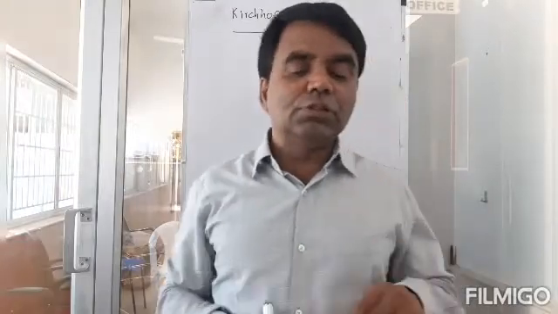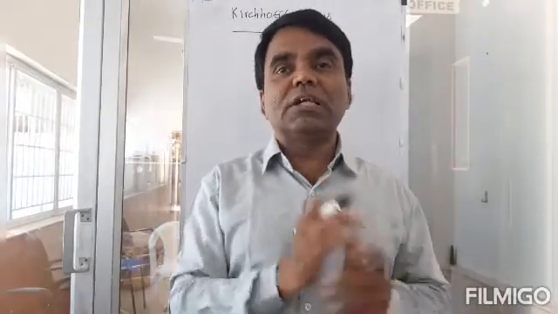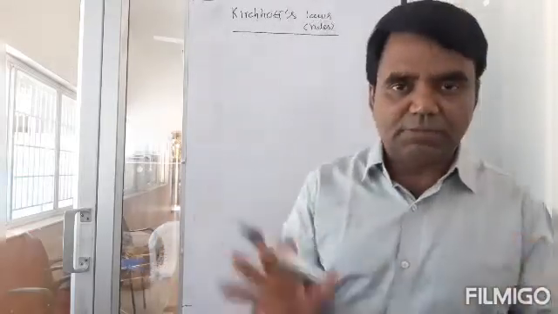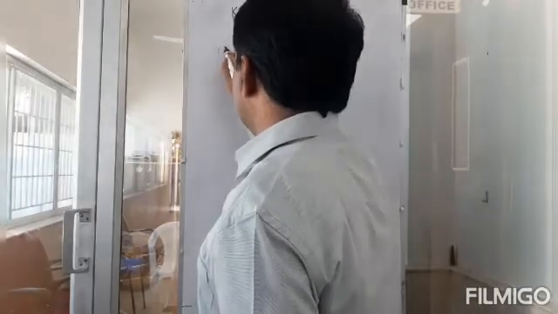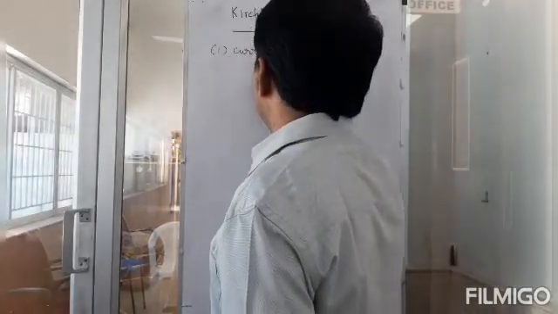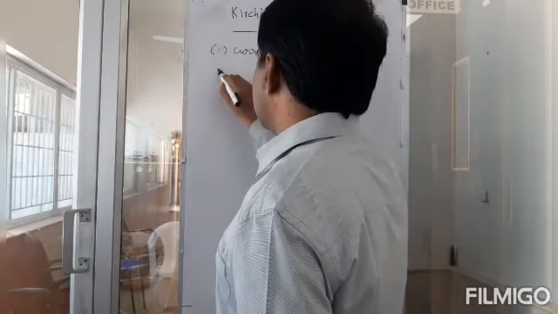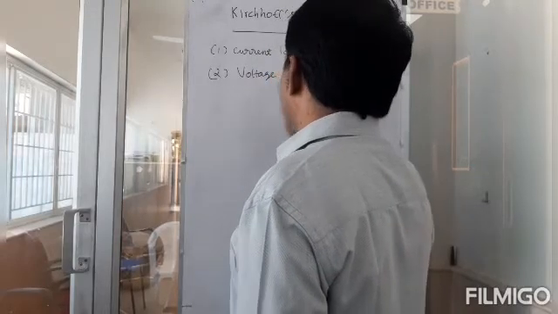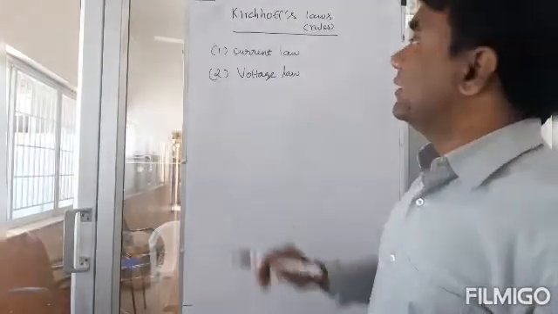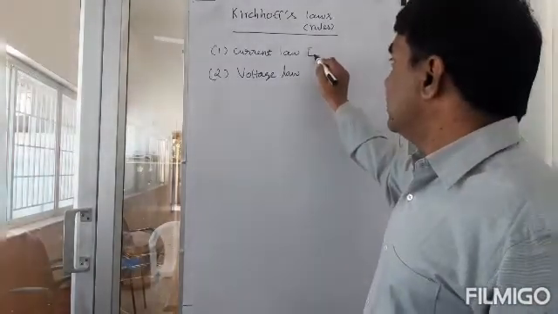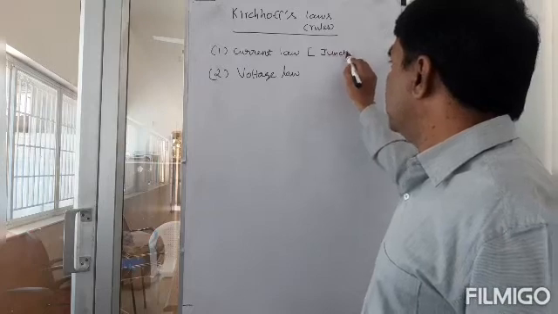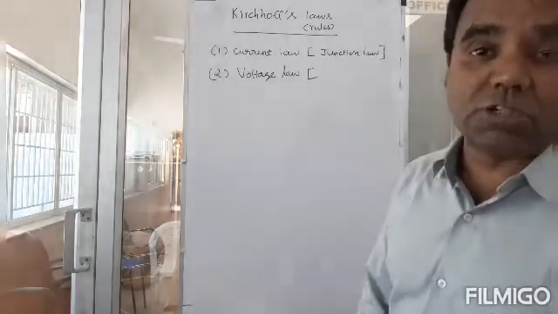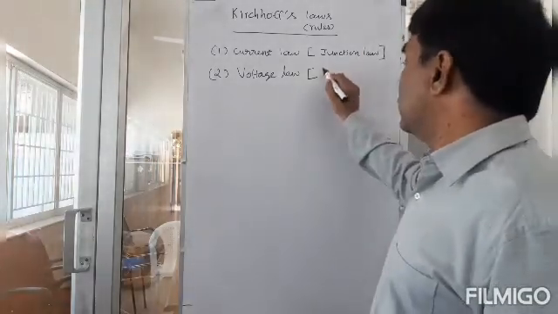Kirchhoff gave us two laws or two rules. One is called the current law, and the other one is called the voltage law. Very simple to remember. One is a current law, and the second one is the voltage law. Very easy to remember, right? This current law is also called the junction law. And the voltage law is also called the loop law.